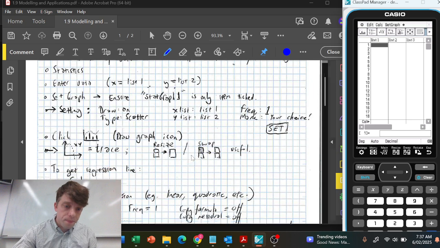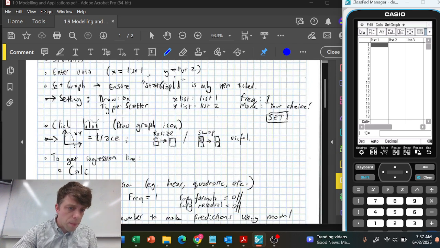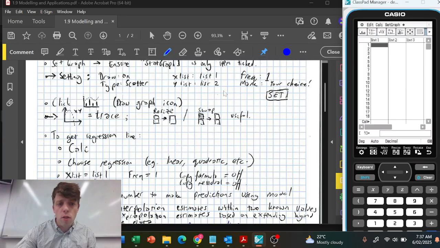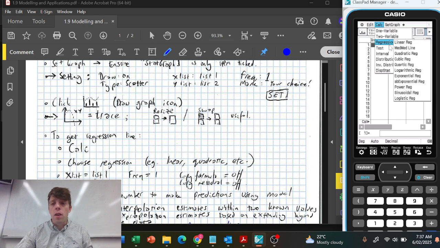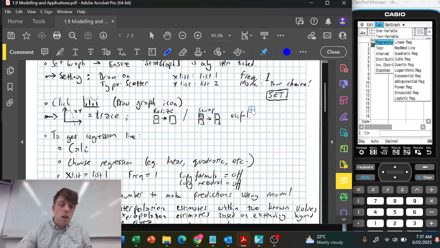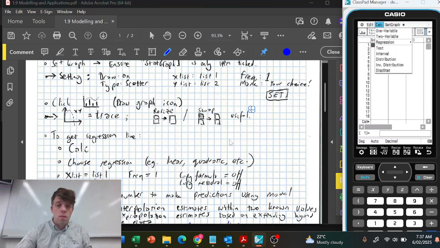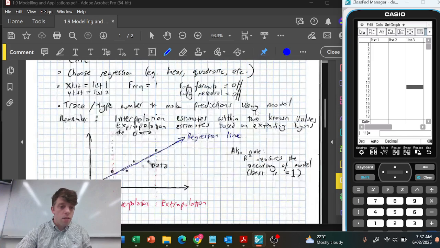All right, so the step-by-step instructions are just here. To get the regression line, you're going to click Calc, then you're going to click regression, and then you're going to select, based on what your data looks like, what type of regression line you think will best model that data. All right, so I'll get back out of this, scroll down.